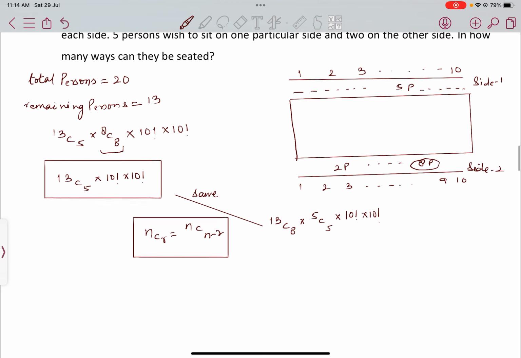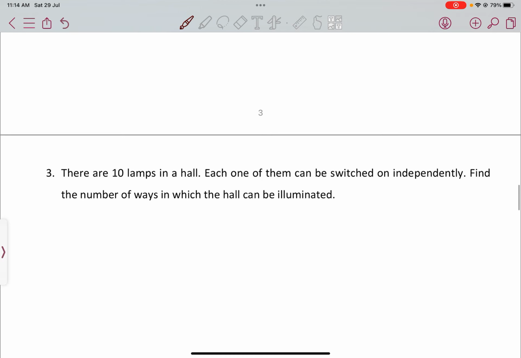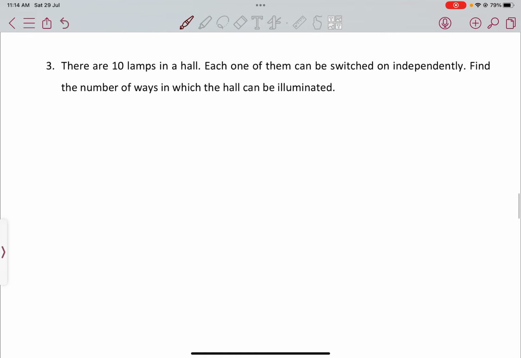Now we are going to question third. Question third: there are 10 lamps in a hall. Each one of them can be switched on independently. This is a very important line. No two lamps can be switched on simultaneously. If we want to turn on any lamp, we have to press one different switch. Find the number of ways in which the hall can be illuminated.